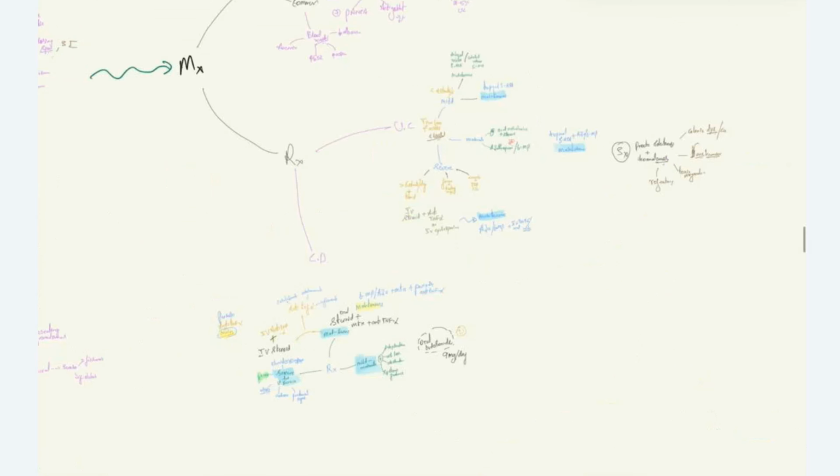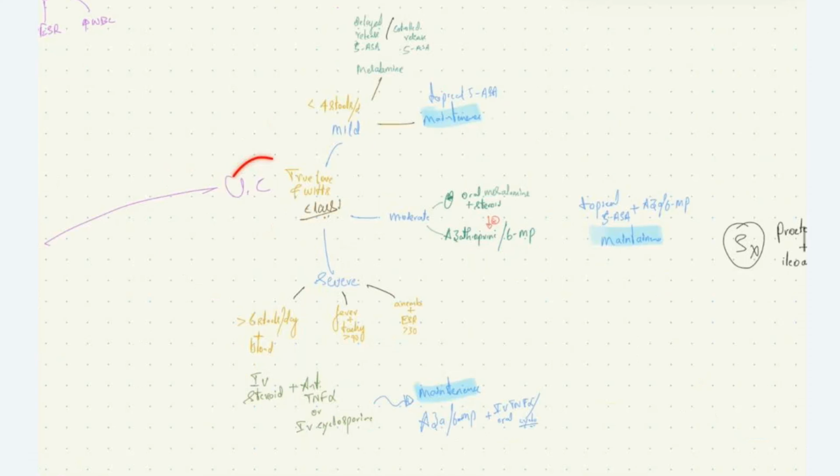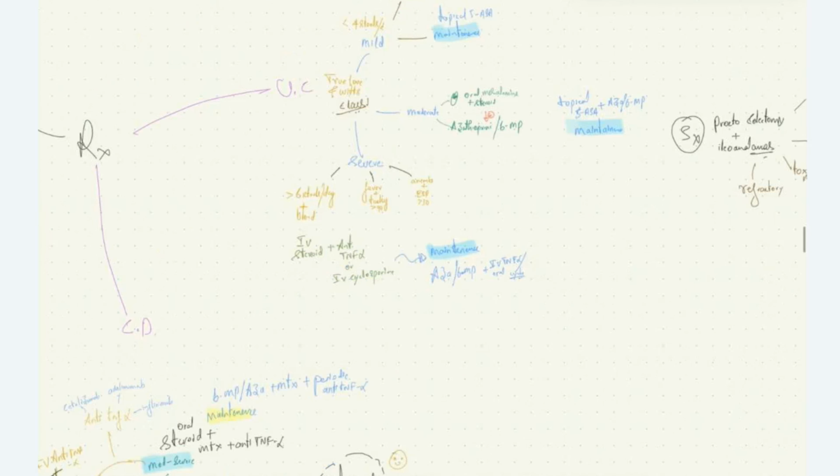Let's see the treatment that we do in ulcerative colitis and Crohn's disease. In ulcerative colitis, we have the Truelove and Witts classification, classifying ulcerative colitis as mild, moderate, and severe disease. In mild disease, the patient has less than 4 stools per day with absence of fever, tachycardia, anemia. And in severe disease, we have more than 6 stools per day with passage of blood, and also the patient will have fever, tachycardia more than 90 beats per minute, anemia with ESR more than 30.